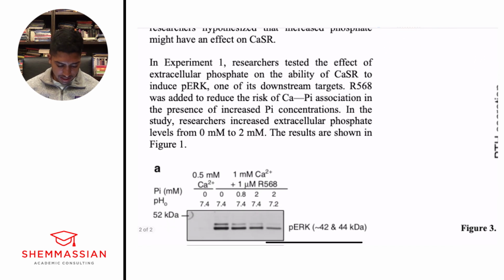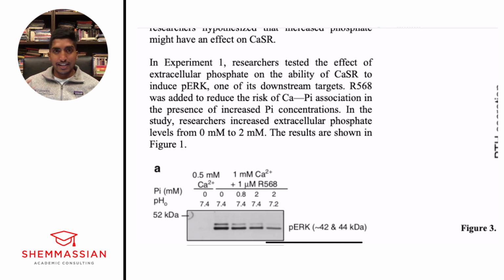Alright, let's go on to this. In experiment 1, researchers tested the effect of extracellular phosphate on the ability of CASR to induce PERK, one of its downstream targets. R568 was added to reduce the risk of CA-PI association in the presence of increased PI concentrations. In the study, researchers increased extracellular phosphate levels from 0 micromolar to 2 millimolar. The results are shown in figure 1.